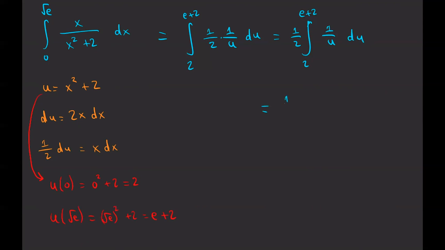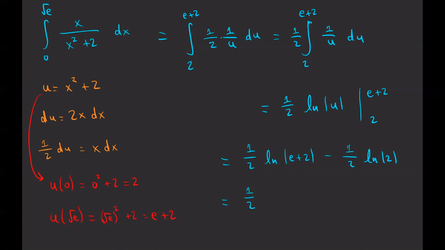When we integrate 1 over u, we get natural log of the absolute value of u. Don't forget that absolute value. And then we're evaluating at e plus 2 and 2. So then we'll go ahead and plug things in. 1/2 ln of e plus 2 minus, again, 1/2 ln of the absolute value of 2. We can actually simplify this quite a bit. I can factor out a 1/2, and I have ln of e plus 2 minus ln of absolute value of 2.